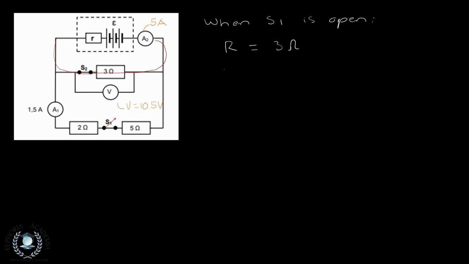Our current, as we were told, is still our total current. They told us that it is 3.64 amps. So now our epsilon is going to be equal to 3.64 multiplied by 3 plus our internal resistance. That will be our equation 2.